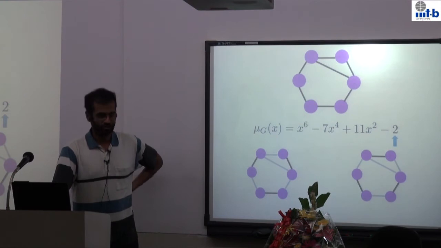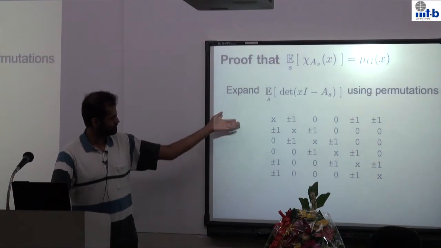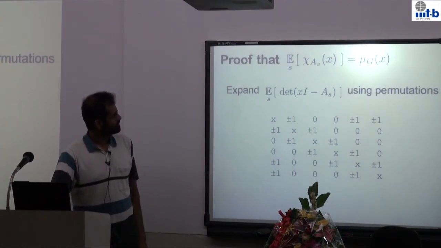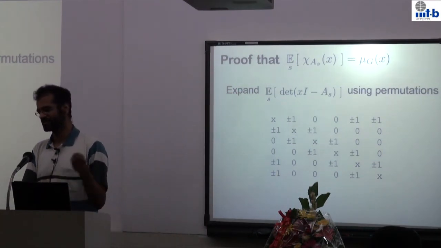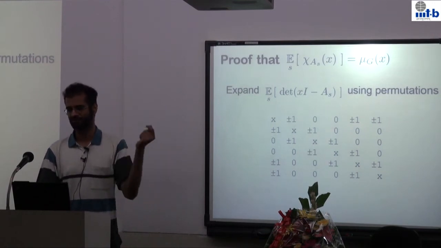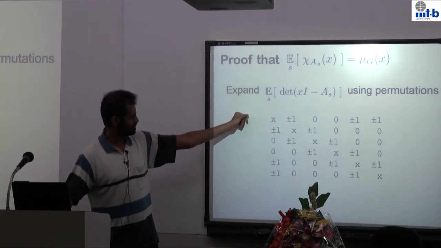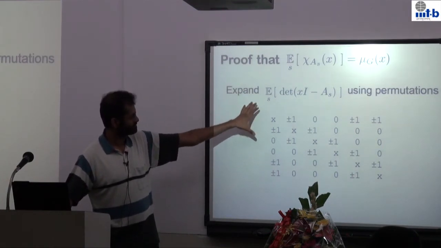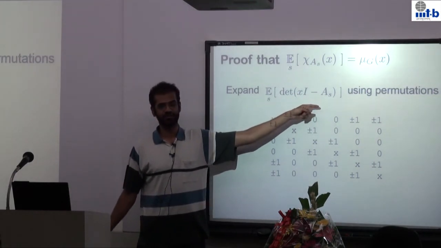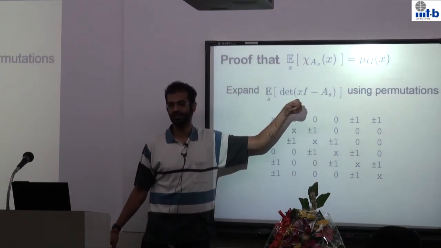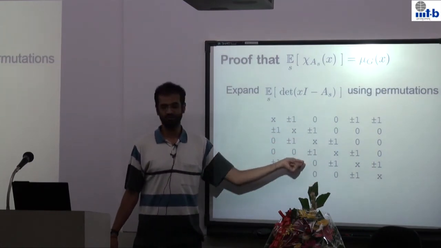So here's a proof that these things are equal, which I don't think is the original proof, but it's an easy proof. The proof is, just expand this using permutations. What's the determinant? It's a sum over all permutations of the sign of the permutation times the product of terms in the matrix. And what does this matrix whose determinant I'm taking look like? It's xI minus A_s, where A_s is a signing, and A_s is a random matrix, because each of these signs is randomly plus or minus 1. So it's a matrix with x's on the diagonal and random plus or minus 1s on the off diagonal.